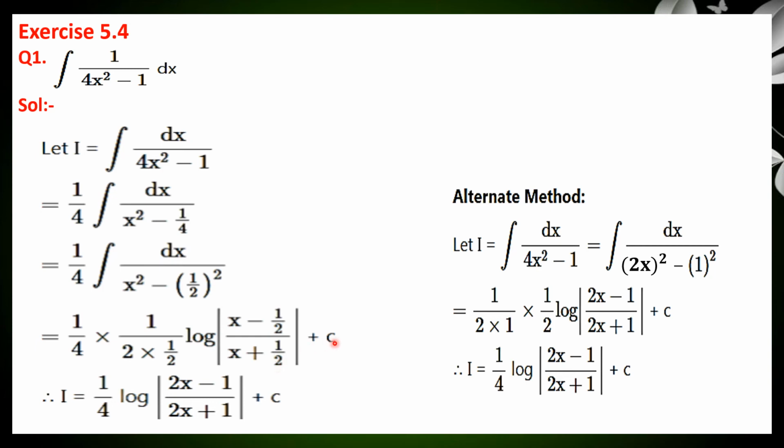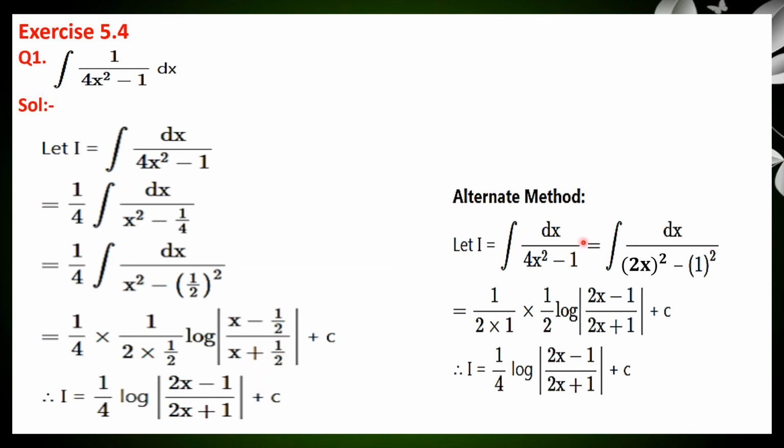Plus c. So simplify this, 2 will get cancelled here, and 1 upon 4 log modulus of (2x minus 1) upon (2x plus 1). Because you can cross multiply, and here the denominator will be 2, and here again 2 will be the denominator. So we can cancel the first denominator and the second denominator if it is the same.